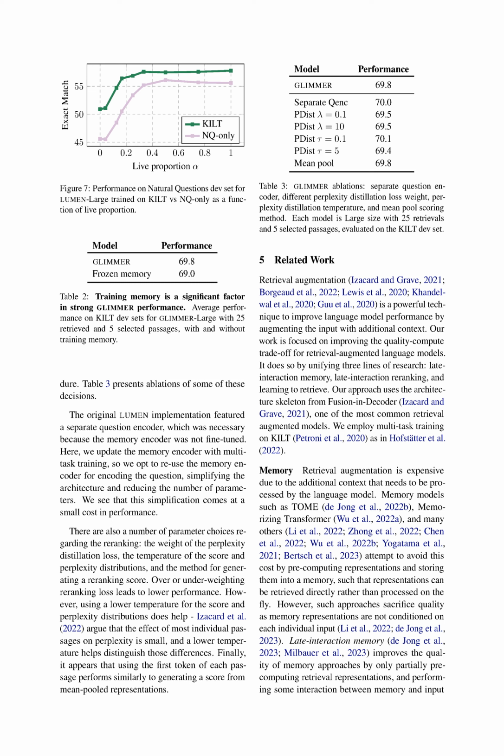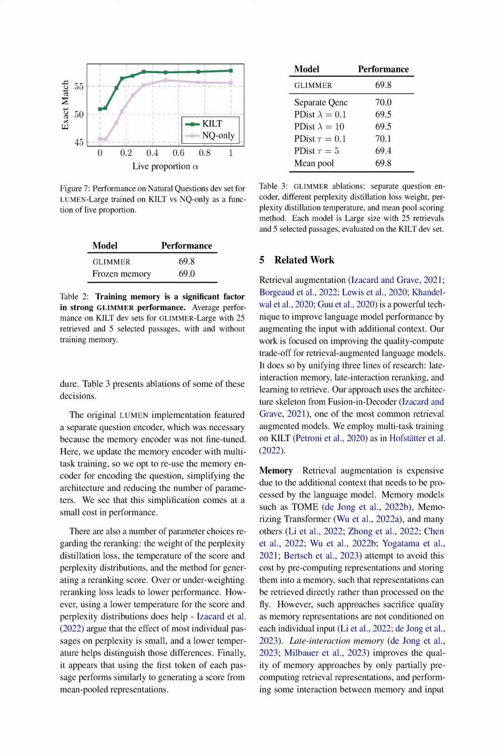Section Summary. The authors present ablations of various decisions in the Glimmer architecture and training procedure, including the use of a separate question encoder and parameter choices for reranking. They update the memory encoder with multitask training, simplifying the architecture and reducing parameters, but at a small cost in performance. Lowering the temperature for the score and perplexity distributions helps distinguish differences in individual passages, and using the first token of each passage performs similarly to generating a score from mean pooled representations.